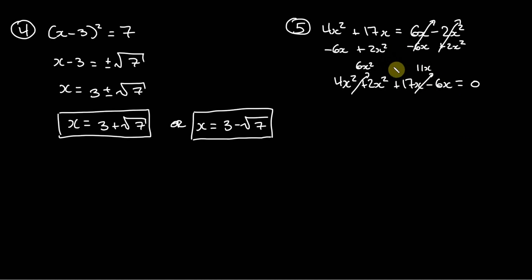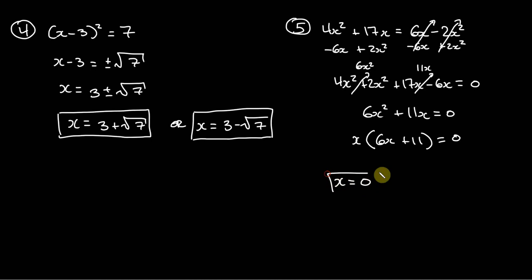So we're left with 6x squared plus 11x, and we can now factor an x out. Actually, I'll rewrite this just so it's a little bit more neat. 6x squared plus 11x equals 0, that's what we're left with. Common factor, we can factor out an x, so it's going to leave us with x times 6x plus 11. Now, our two solutions: x equals 0, because it's outside the brackets. And the other solution will be 6x plus 11 equals 0.